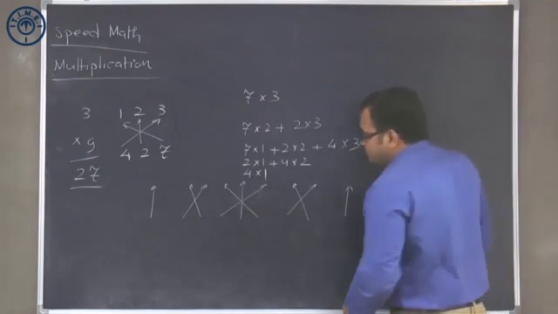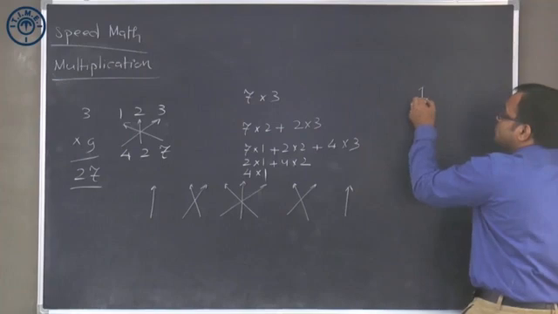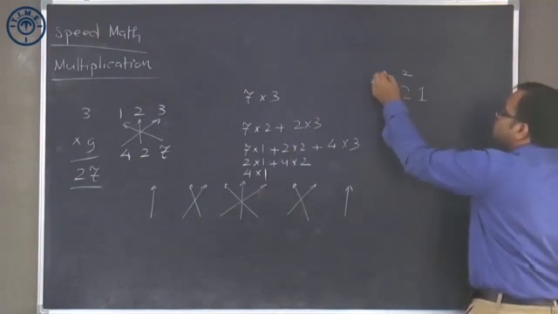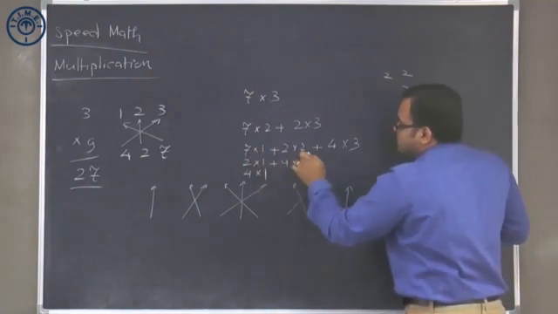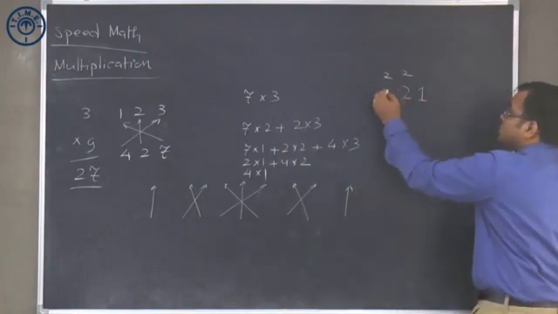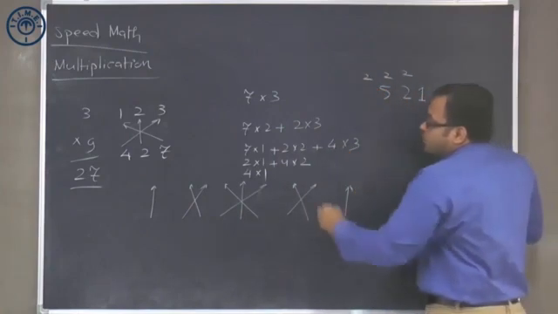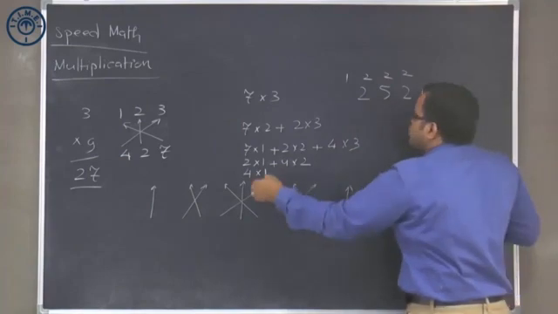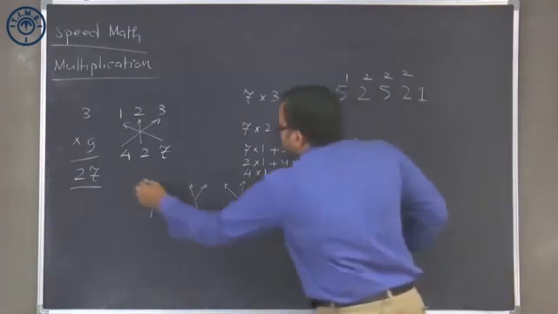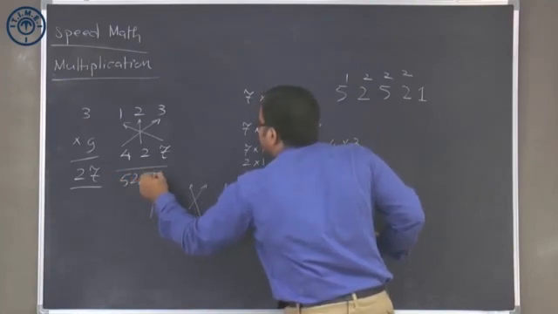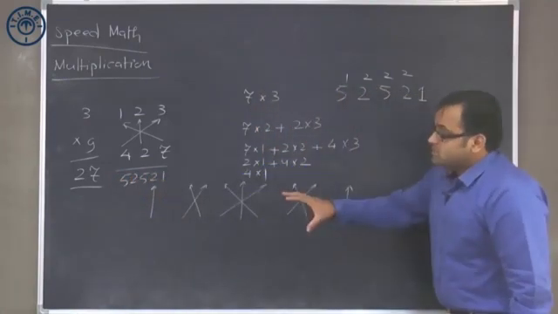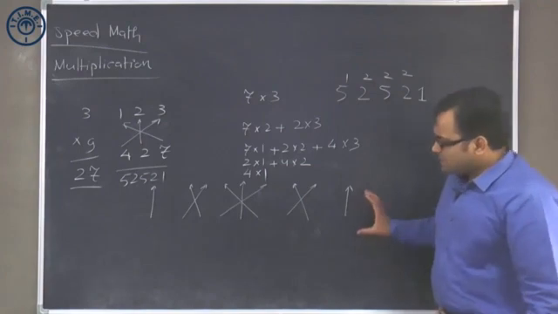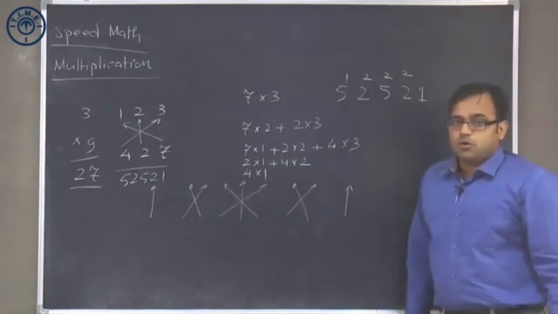Let's see what will be the answer. 7 3s are 21, gives me a 1, carry is 2. 7 into 2 is 14, 14 plus 6 is 20, 20 plus 2 is 22, so the carry is 2. 7 into 1 is 7, 7 plus 4 is 11, 11 plus 12 is 23, 23 plus 2 is 25, carry is 2. 2 into 1 is 2, 4 2s are 8, 10 plus 2 is 12, carry is 1, and finally 4 into 1 is 4, 4 plus 1 is 5. So this product is equal to 52521. And that is the method for the multiplication of a 3-digit number with another 3-digit number. The basic idea would be this, and this is the sequence that we follow.